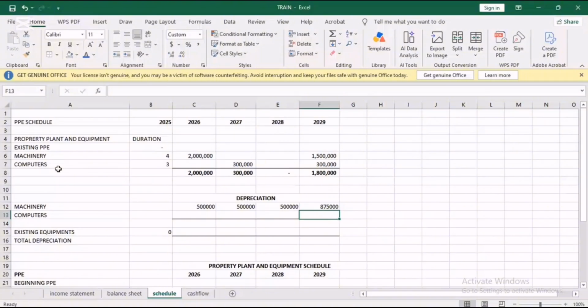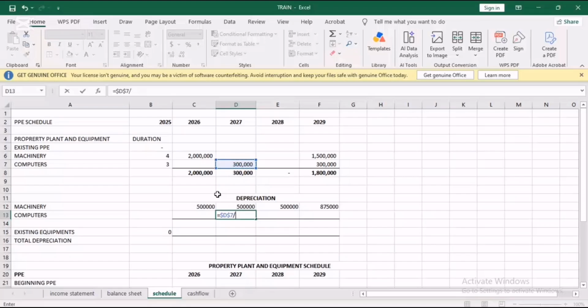The next one is computer. So we are depreciating it from the 2nd year, which is when it was bought. So how do we do that? I hit here, right here, equal to. Then I select the asset amount, 300,000. Then I hit F4, divide.